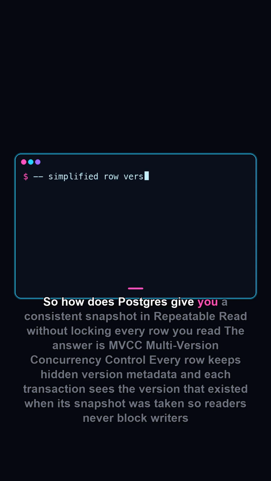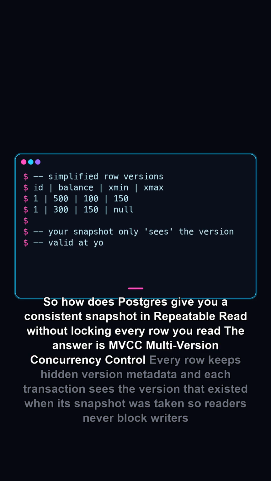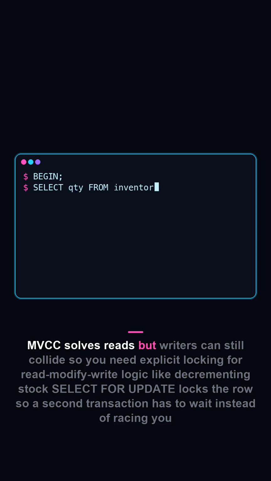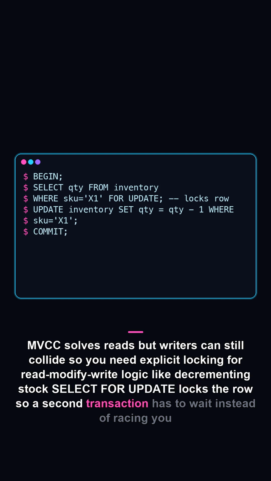So how does Postgres give you a consistent snapshot in Repeatable Read without locking every row you read? The answer is MVCC, multi-version concurrency control. Every row keeps hidden version metadata, and each transaction sees the version that existed when its snapshot was taken, so readers never block writers. MVCC solves reads, but writers can still collide, so you need explicit locking for read-modify-write logic like decrementing stock. SELECT FOR UPDATE locks the row so a second transaction has to wait instead of racing you.